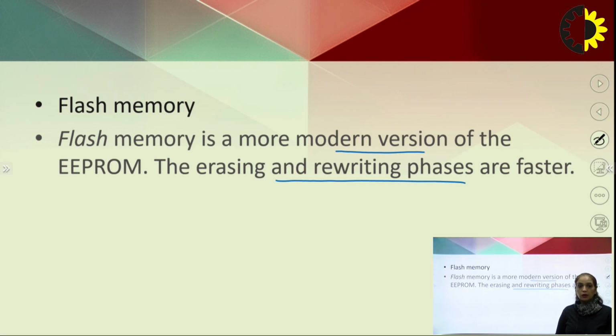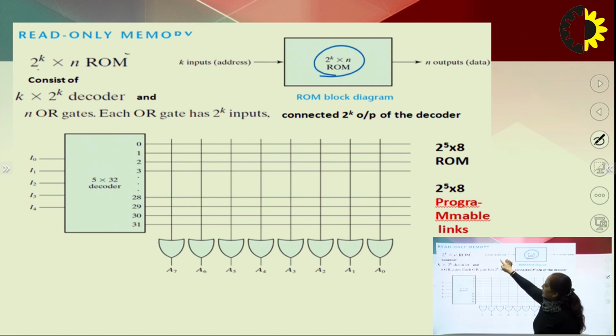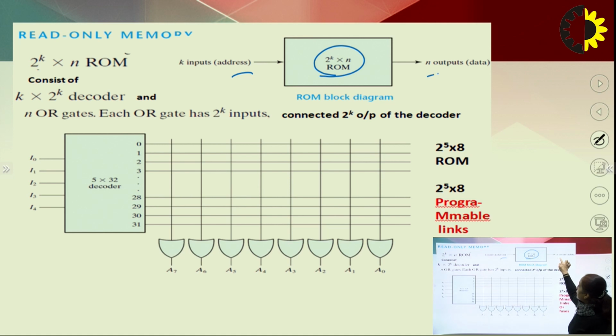This is the read-only memory. We cannot write in those ICs, but we can program them. So this is the basic structure of your ROM, where K is the number of address lines. We have K address lines and n number of outputs.